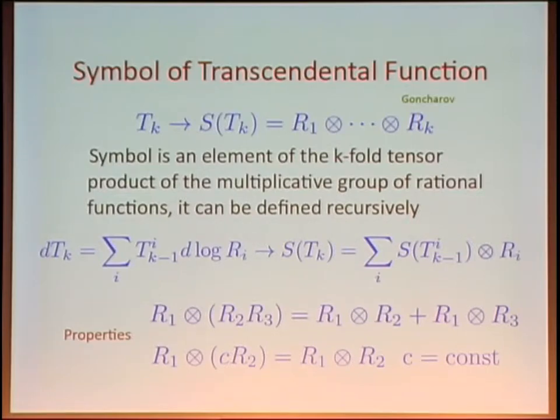So now, some properties become immediately obvious just from this definition. The symbol of a product obeys this. And the symbol is also insensitive to a constant, because if you put in some constant, it gives you the symbol of R1 tensor C, R2 is R1 tensor C2. So let me give you examples. This is actually the most useful and most practical way of thinking about it.